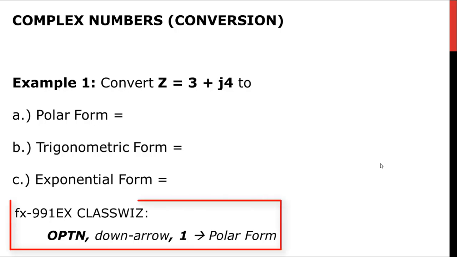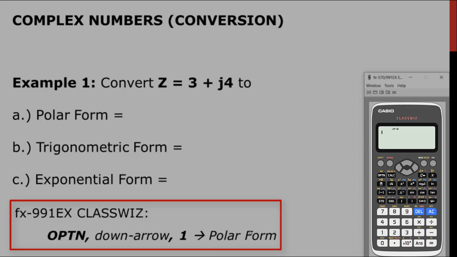If you happen to have one of those fx-991EX type of calculators such as this one, after setting the calculator to complex mode by pressing menu and choosing option 2, to convert 3 plus 4i to polar, what you want to do is click option and then click the down arrow and choose option 1 to select r angle theta, to obtain the same answer as before, that is equal to 5 angle 53.13 degrees.